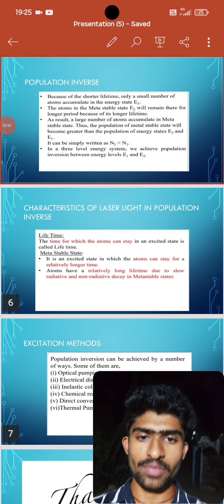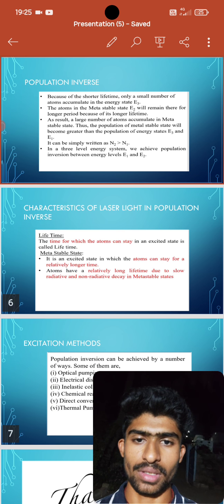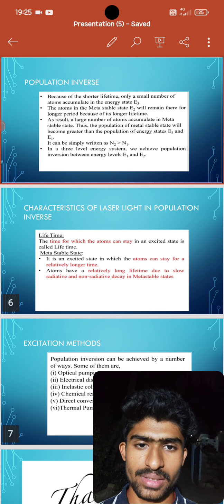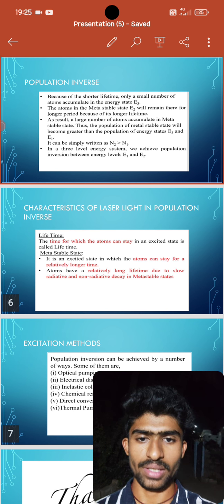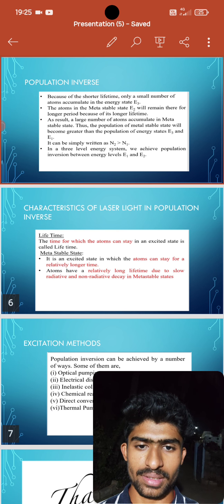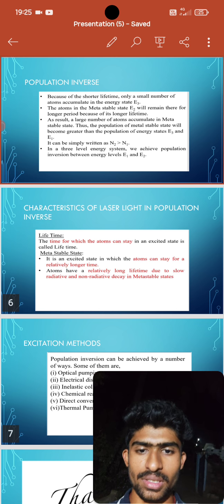It can be simply written as N2 greater than N1. In a three-level energy system, we achieve the population inversion between the energy levels E2 and E3. Characteristics of laser light in population inversion.